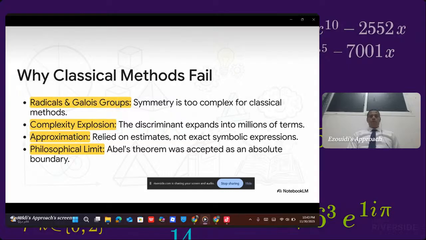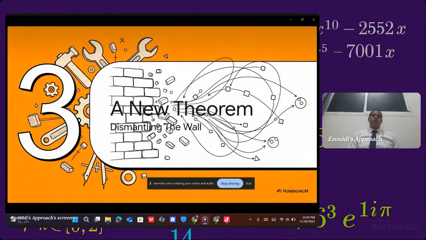A key part of the calculation, called the discriminant, would just explode into millions of terms. It became completely unmanageable. So what did everyone do for 200 years? They settled for approximations. Really, really good guesses, but still just guesses, not exact answers. And philosophically, they just accepted it as a dead end. But now, a new theorem is here, and it claims to have built a brand new set of tools, ones that are actually capable of taking that wall down, piece by piece.